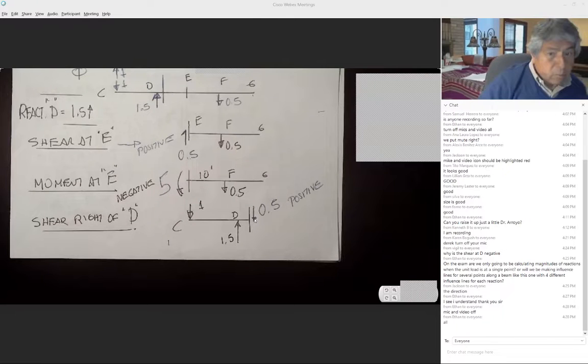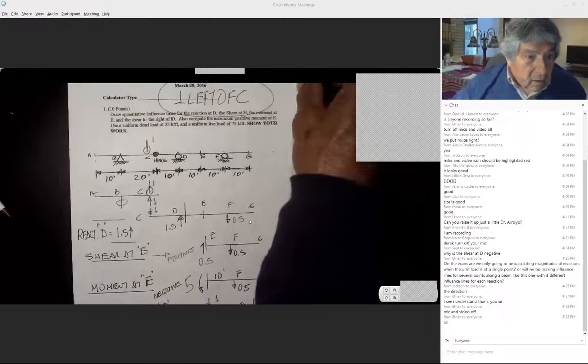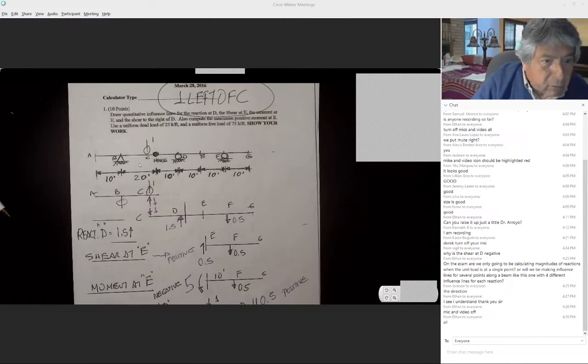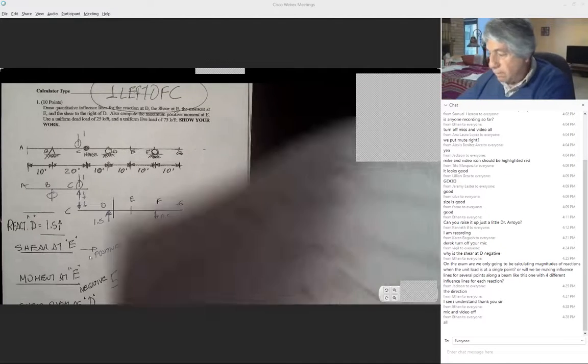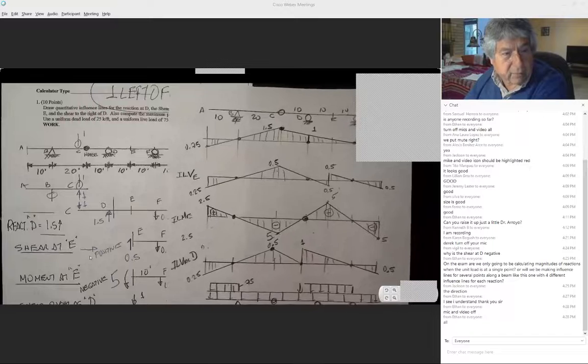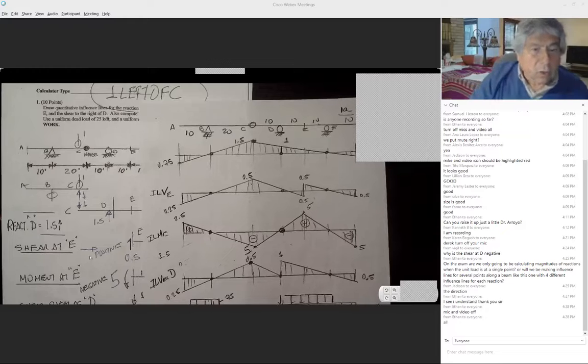So what I'm going to do, now that we know this, when the unit load is to the left of C, I'm going to write all of these values. This is the same influence line that I had before. Look. When the unit load is to the left of C, this is the case. Unit load to the left of C, what is the reaction at D? 1.5 going up. That's what I put in here, 1.5.